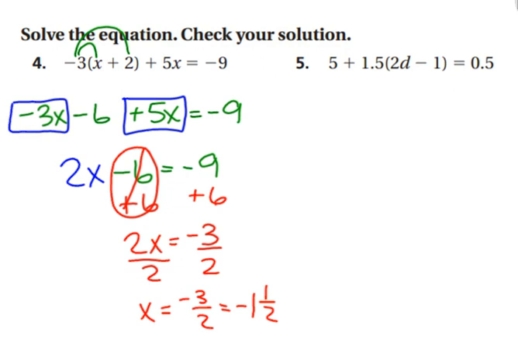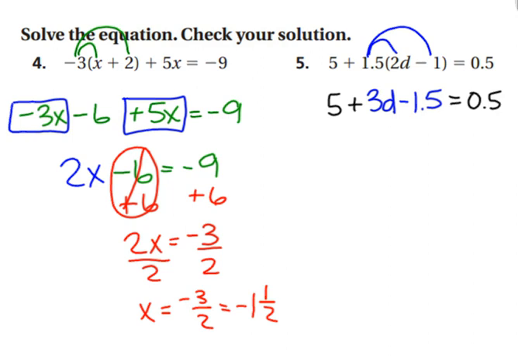All right, next one. 1.5 times 2d would be 3d. 1.5 times negative 1 would be negative 1.5. And then I'll keep everything else the same. So I still have 5 plus and equals 0.5.